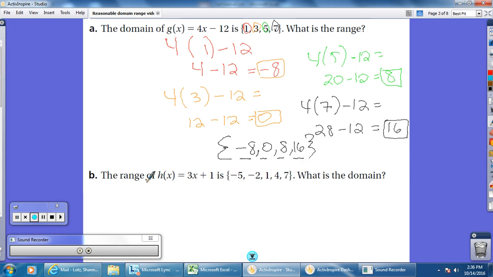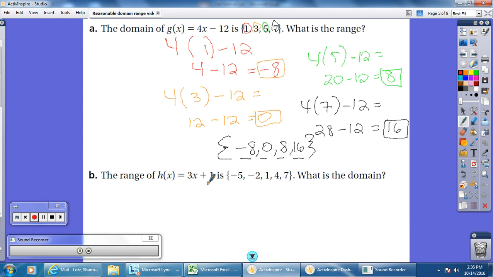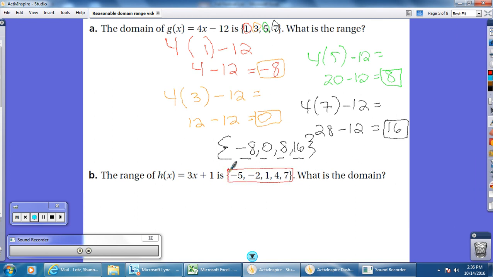So now, the range of h of x is, here's your function. Now it's giving you the output. Be careful here. It's telling you the range. These are the output values. These are the range values. So instead of plugging them in for x, now I'm going to plug them in right here for h of x. So the first one I'm going to have negative 5 is equal to 3x plus 1. Negative 5 I'm going to input here. It's my range. It's my output. It's asking me for my domain, my input.